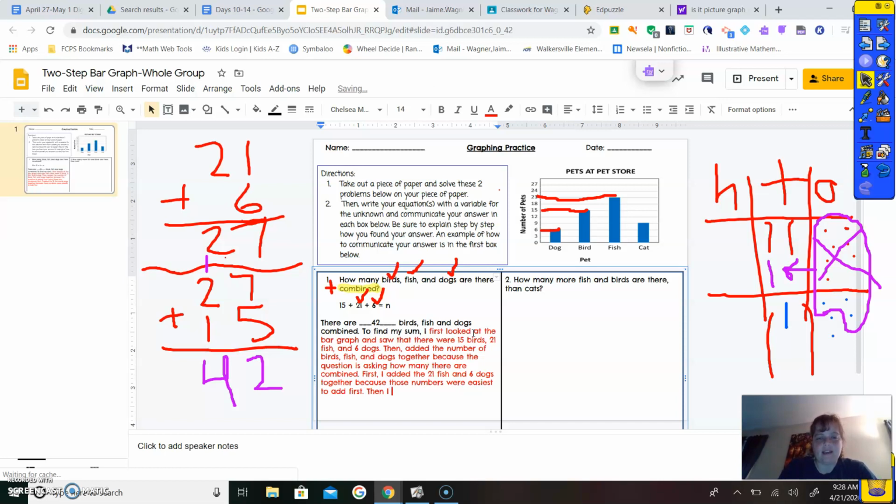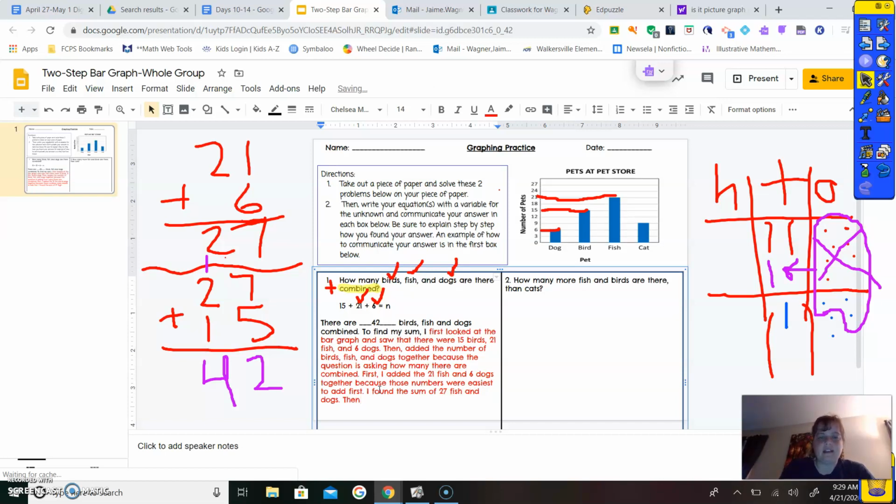Then I took, first I had 21 fish and 6 dogs together because those numbers were easiest to add first. I found the sum. Remember that word sum, the answer to an addition problem. Use those math vocabulary words when you communicate your answer. I found the sum of 27 fish and birds, or fish and dogs. Yeah, fish and dogs.